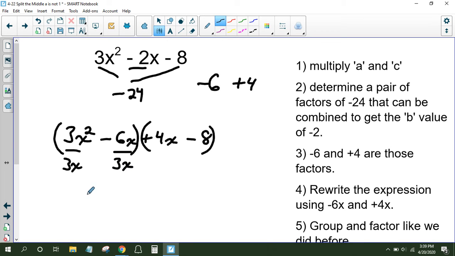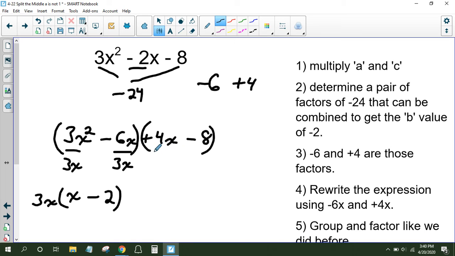So let's go ahead and pull that out, 3x. And then when we do the division, we're going to be left with just x. And when we do the division here, we're going to be left with a negative 6 divided by 3, which is a negative 2. And then the x divided by x, they cancel each other out. We just have x minus 2.